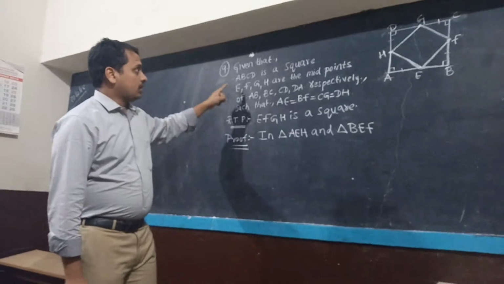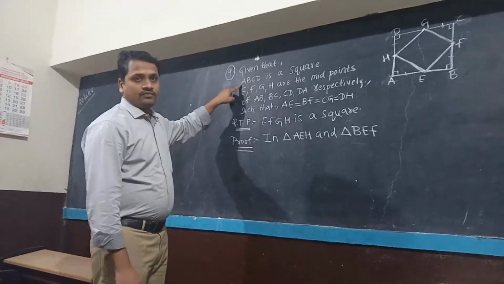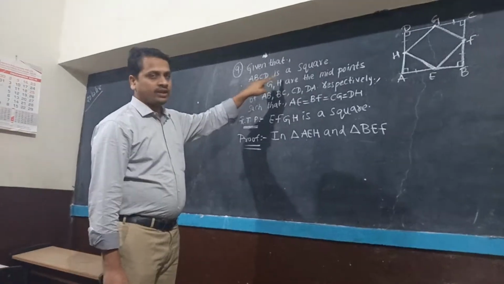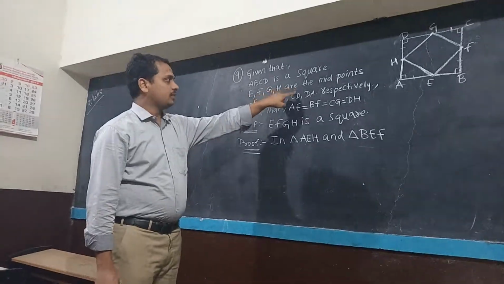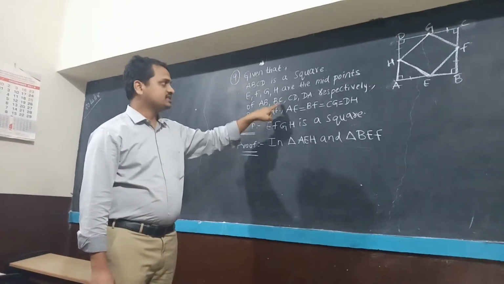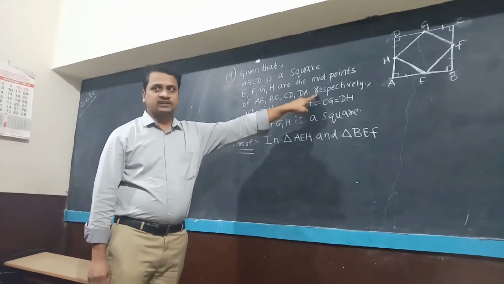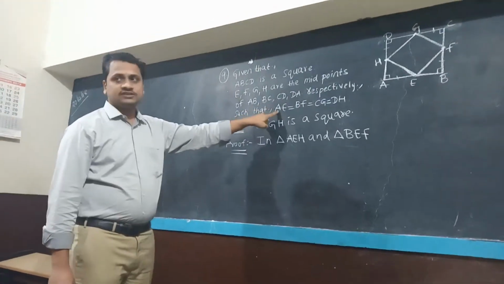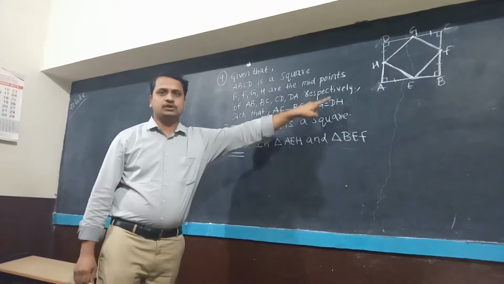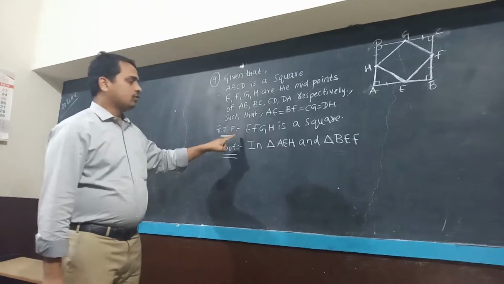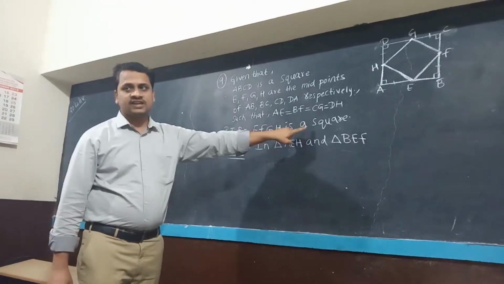So we are given that ABCD is a square. E, F, G, H are the midpoints of AB, BC, CD, DA respectively, such that AE is equal to BF is equal to CG is equal to DH. We have to prove that EFGH is a square.